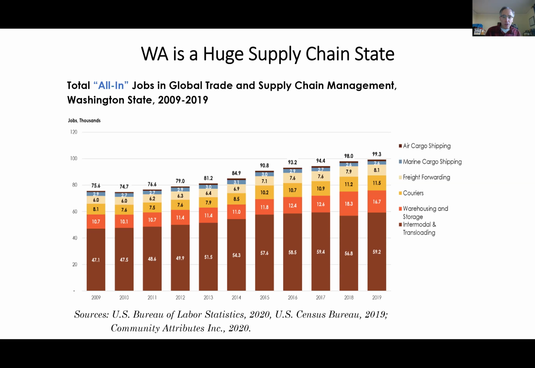It does not include people who are working in non-supply chain companies doing supply chain work. For example, at Boeing, there's a lot of supply chain jobs, or at Starbucks, there's a lot of supply chain jobs. These are just jobs purely at supply chain companies. And as you can see, there's nearly 100,000 of those types of jobs in Washington State. That's actually more than there are in the aerospace industry in Washington State.